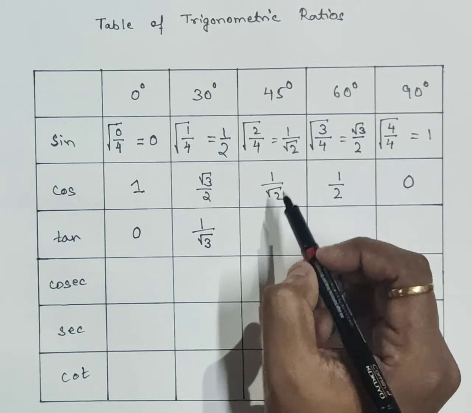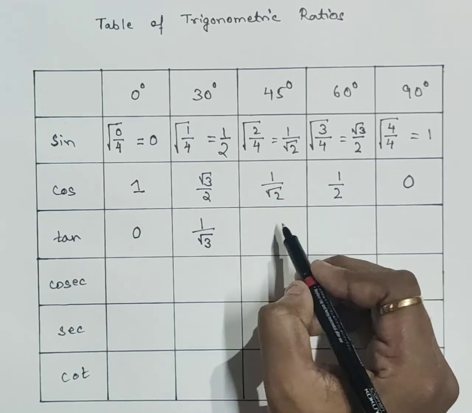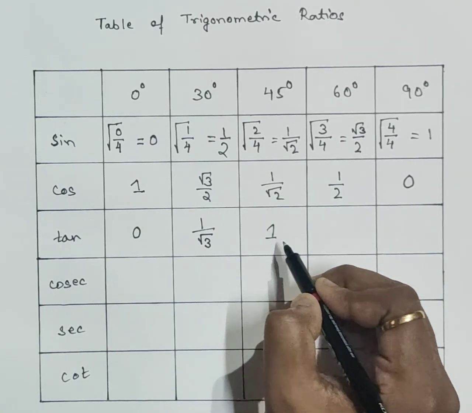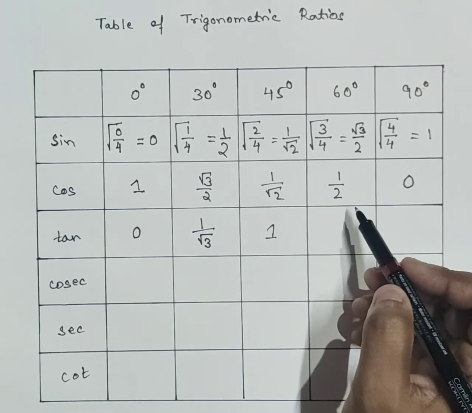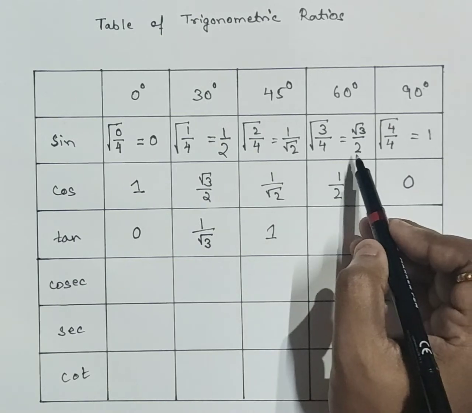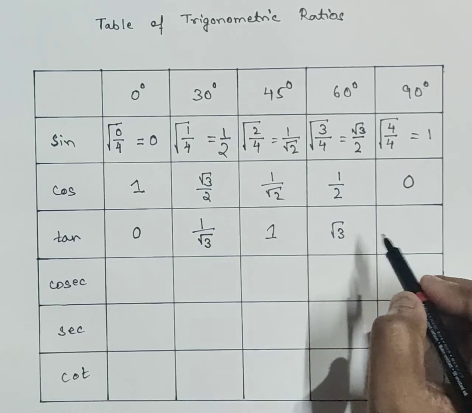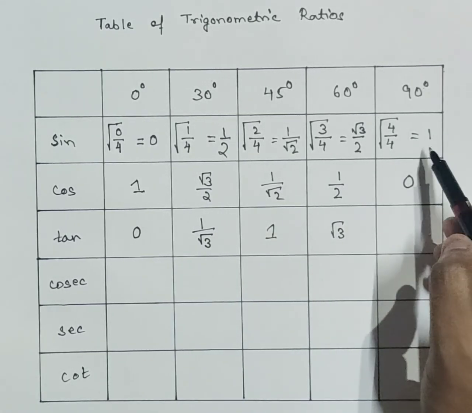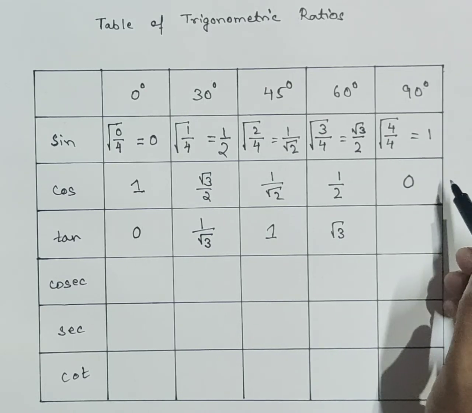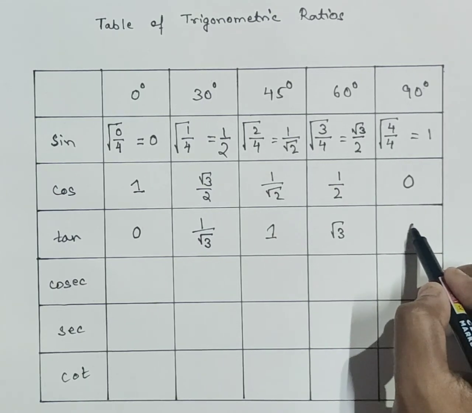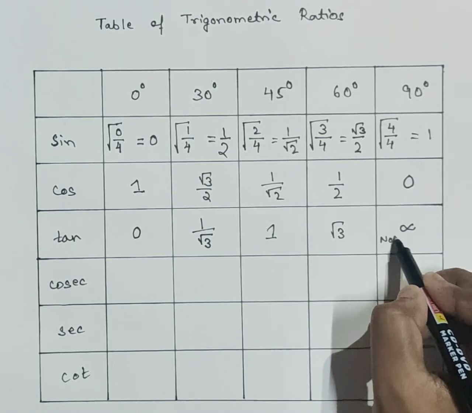Similarly, tan 45 degree will be sin 45 degree by cos 45 degree. 1 by root 2 divided by 1 by root 2 equals 1. Tan 60 degree will be equal to sin 60 degree divided by cos 60 degree. Root 3 by 2 divided by 1 by 2 equals root 3. Tan 90 degree will be equal to sin 90 degree divided by cos 90 degree. 1 divided by 0 is infinity or not defined. So we will write it over here like this. We can also write not defined.